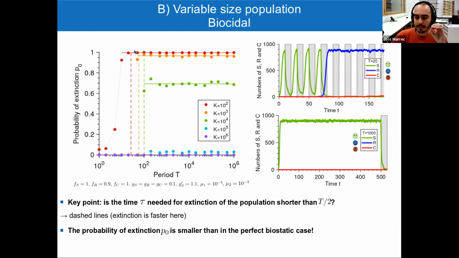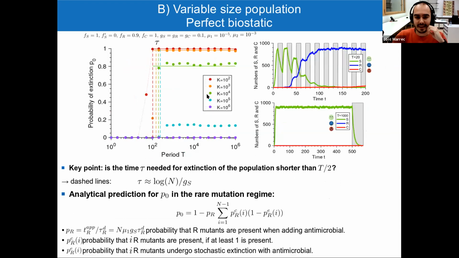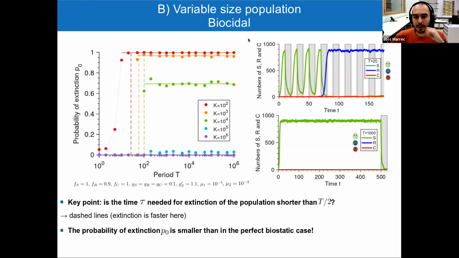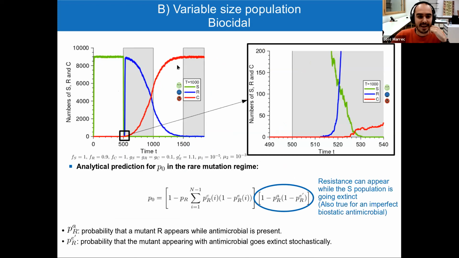But if you compare the value of the probability of extinction, you can see that in the case of the biocidal drug, I get lower values than in the case of the perfect biostatic drug. So the question is, why do I get a difference between both of them? So the answer is this slide. Here again, I am showing you an example of a simulation run.